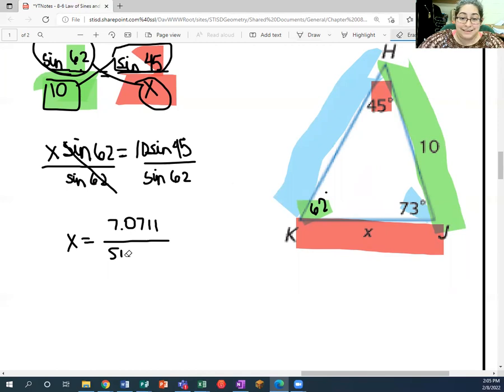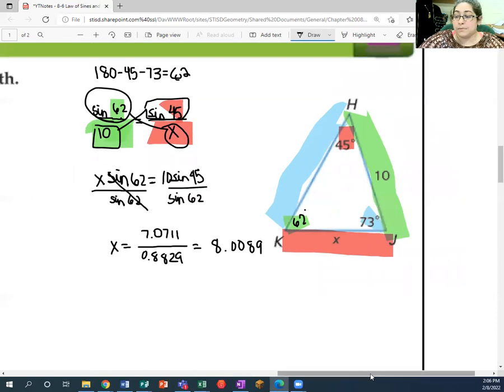Oops. Let me get that value. Nine. And now I'm going to do this division here. 7.0711 divided by 0.8829, and my result is 8.0089.